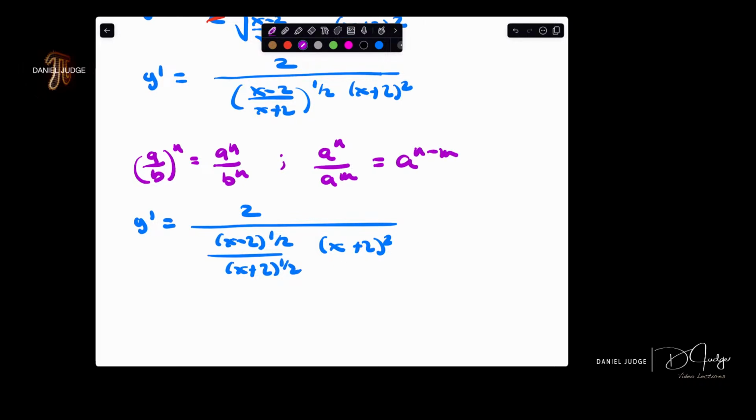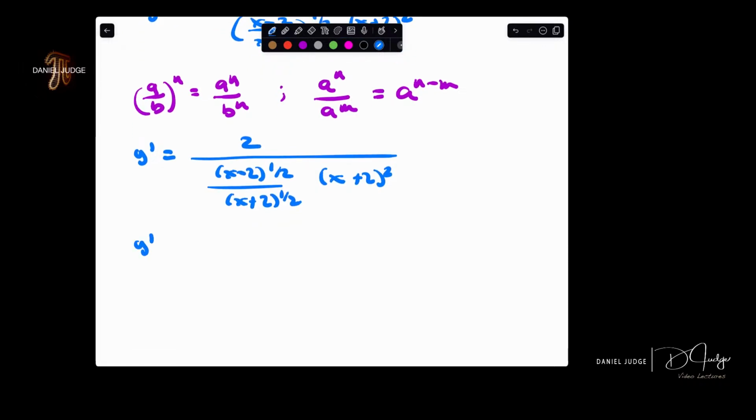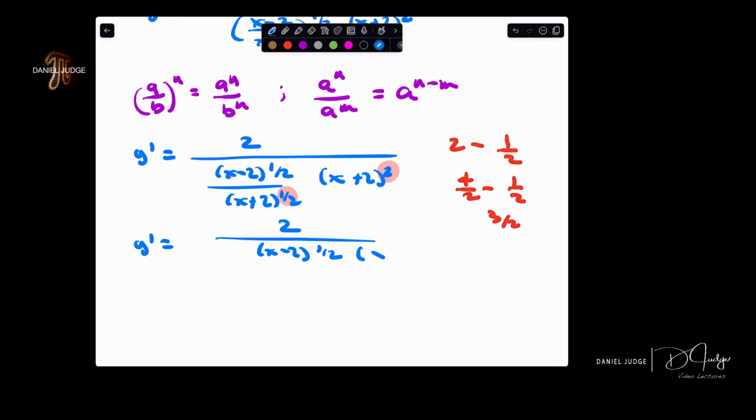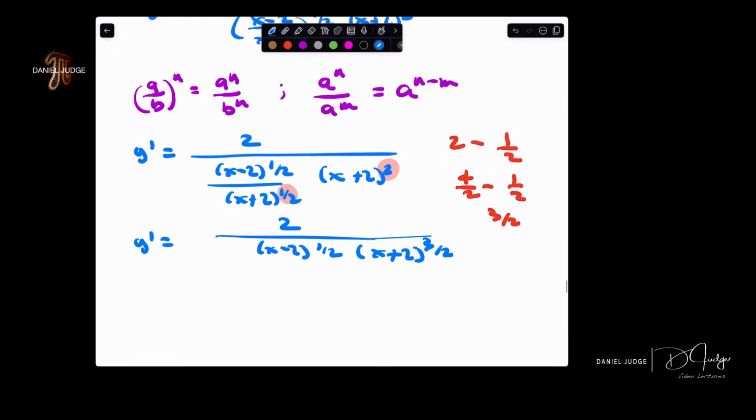Doing a little bit of your algebra here. So y prime becomes 2 over (x minus 2)^(1/2). And what property do we use here? Let's look at the powers. 2 and 1/2. We have to subtract the powers here. So 2 minus 1/2 is 4 halves minus 1/2. That is 3 halves. So we write down x plus 2 to the 3 halves power.